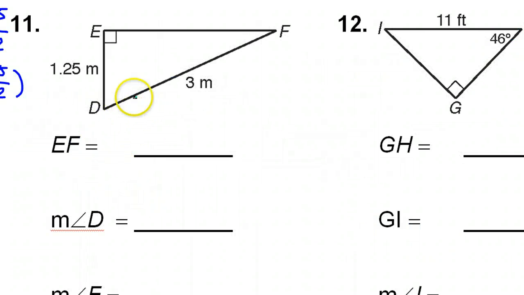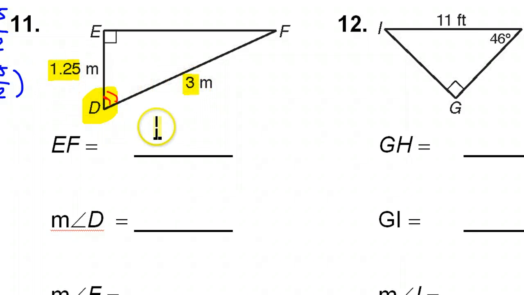All right, number 11. Notice we have no angles. How do we find angles? Inverse trig functions. Oh yeah. So if we're going to find angle D, for example, focus in on angle D. There's angle D, and we've got this, and we've got that.